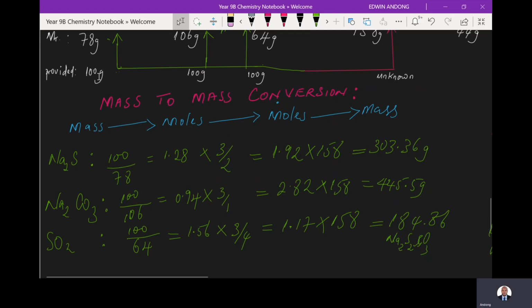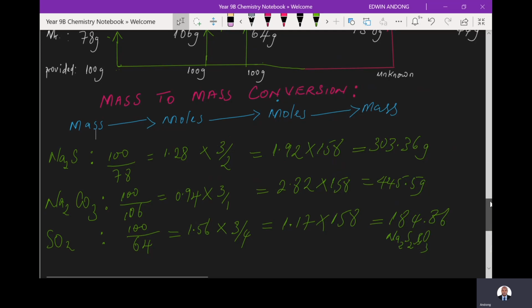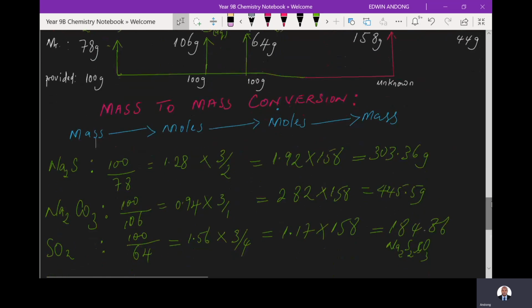And in order to calculate the mass of sodium thiosulfate, which is the unknown, produced from each of these 100 grams, you need to do what we call mass to mass conversion. By doing that, we need to convert the given mass into moles, then convert the moles into moles of sodium thiosulfate, and then multiply the moles of sodium thiosulfate by its molar mass. We will have the mass.